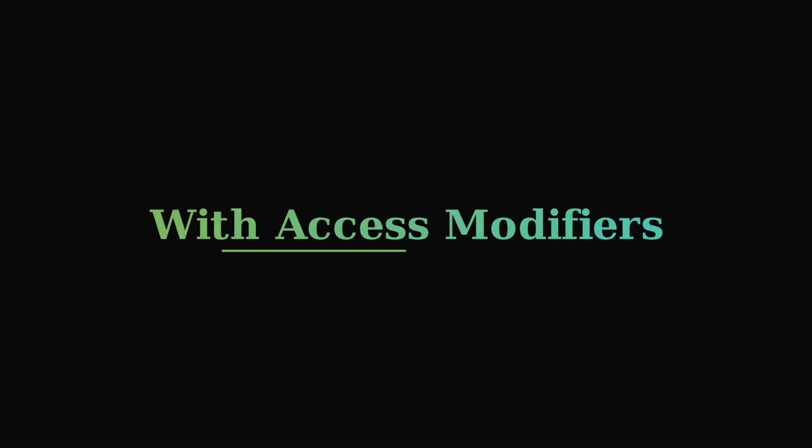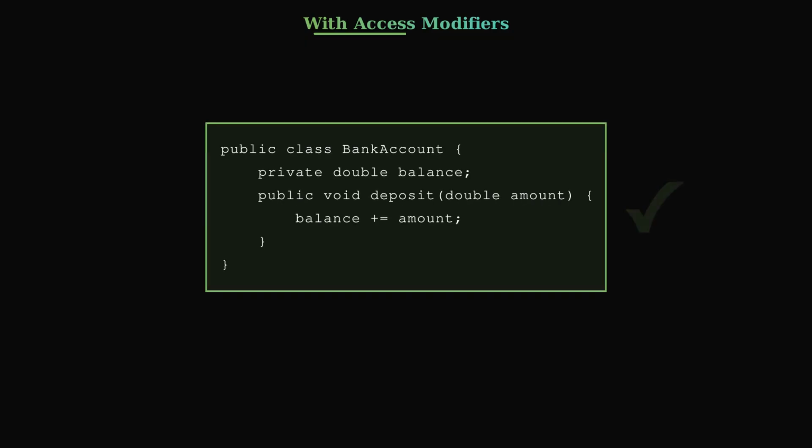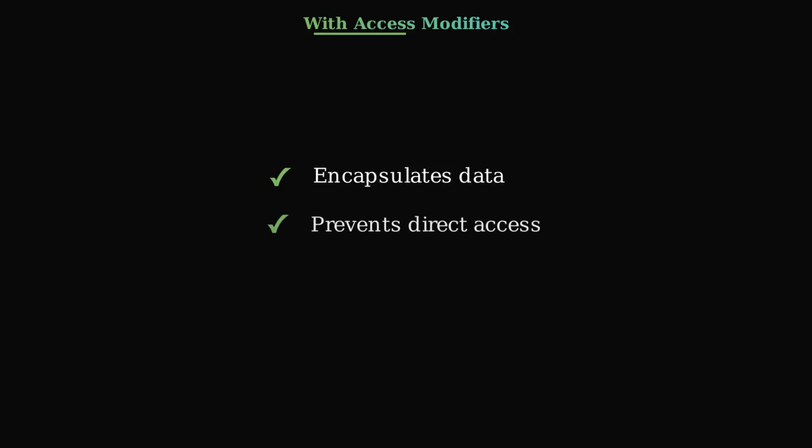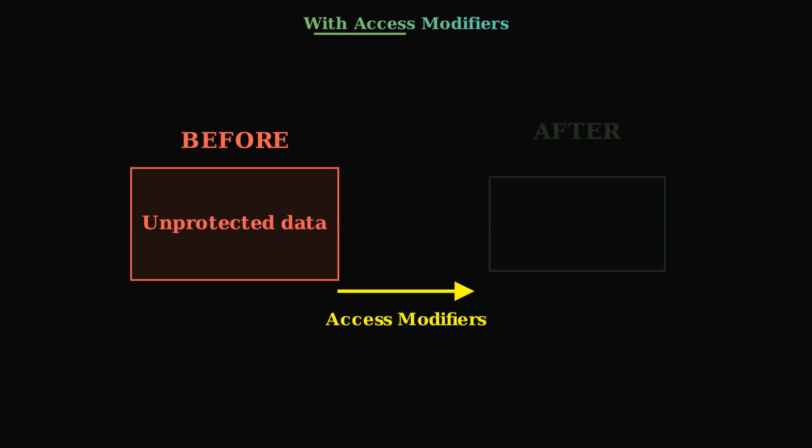Here comes the solution: access modifiers. Look how clean the code is now. Encapsulates data, prevents direct access, enhances security. Compare the difference. And that is why we use access modifiers.